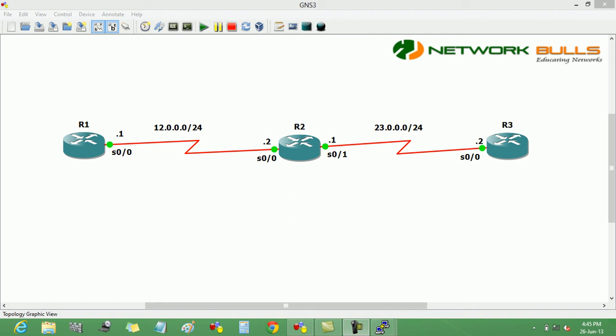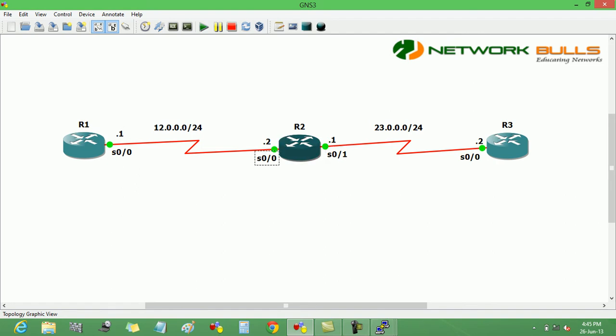Today we learn how to configure the IP addresses on the interface. So I'm here having three routers: router 1, router 2 and router 3. Router 1 is having a serial interface 0/0 with IP address 12.0.0.1, and router 2 is having two interfaces, serial 0/0 and serial 0/1.